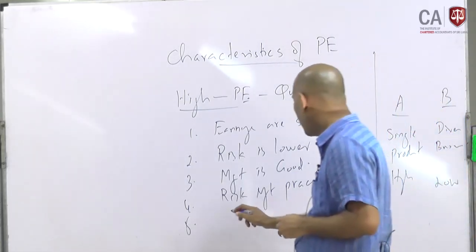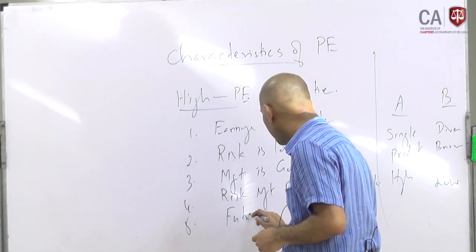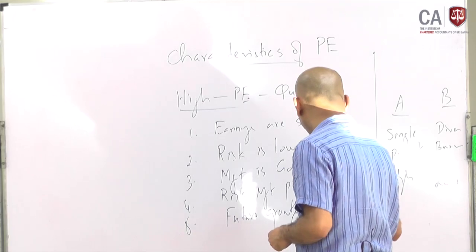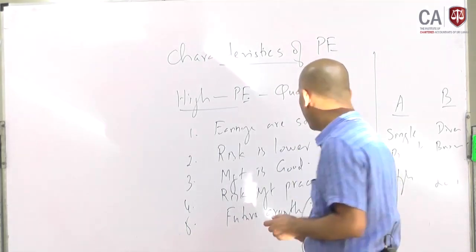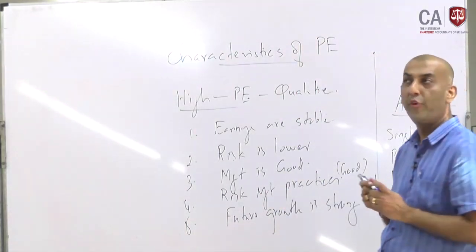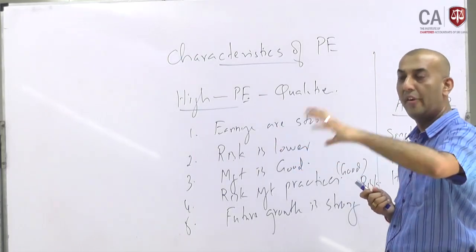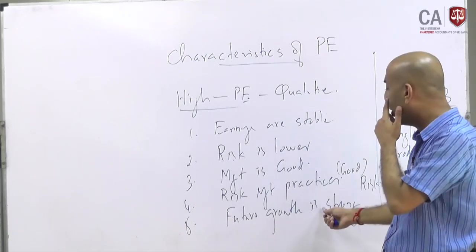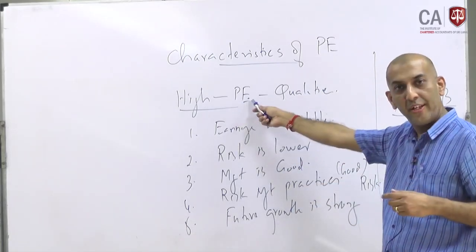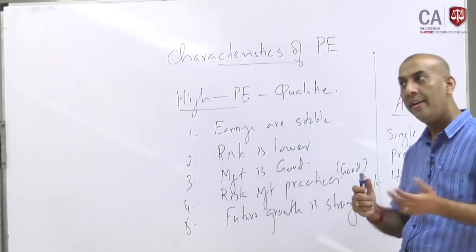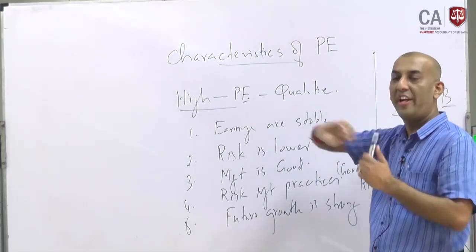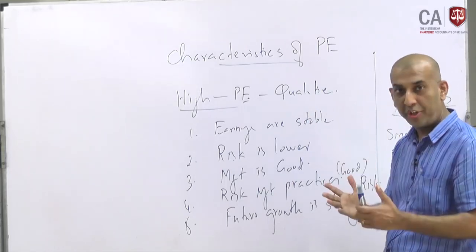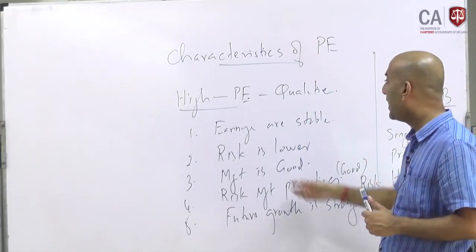Then the other thing is future growth is strong. Future growth is stronger, right? If you see that the company's business has a very good future, very stable or growing, then you know that the company will have a higher PE ratio. There are industries and companies where everybody knows this company will do very well. Over a period of time they will perform very well and they have very good potential to make money. In that case, they have a higher PE ratio.